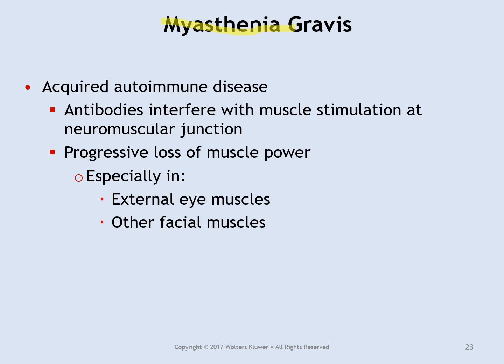Myasthenia gravis is an autoimmune disease of the skeletal muscular system, and this works at the level of the neuromuscular junction, the release of the acetylcholine, and it is, again, progressive, and muscle power is lost as it cannot be stimulated at the point of the neuromuscular junction. It happens a lot in eye muscles and facial muscles early on.